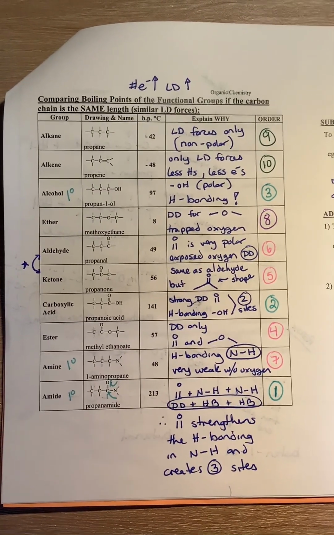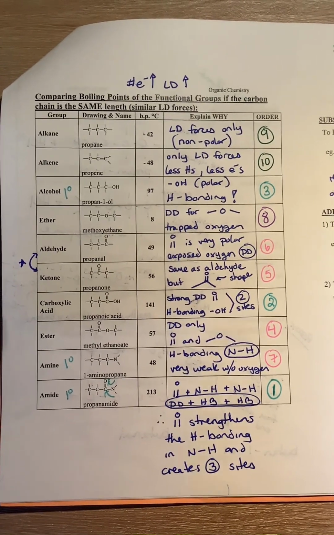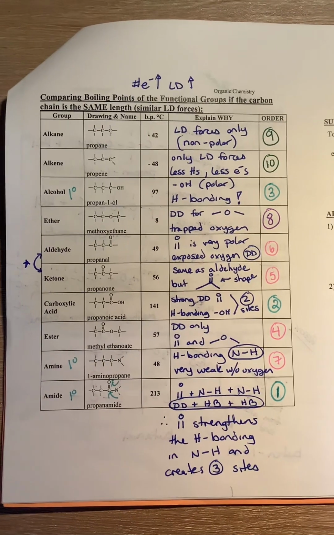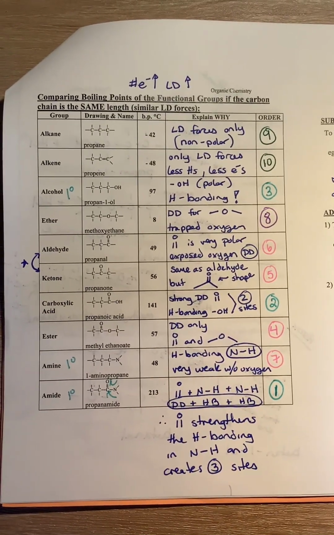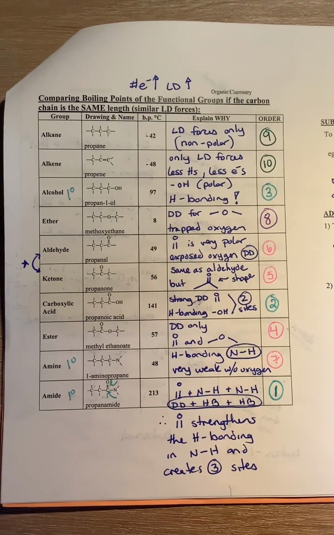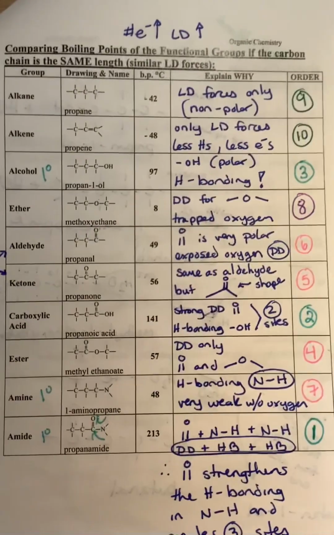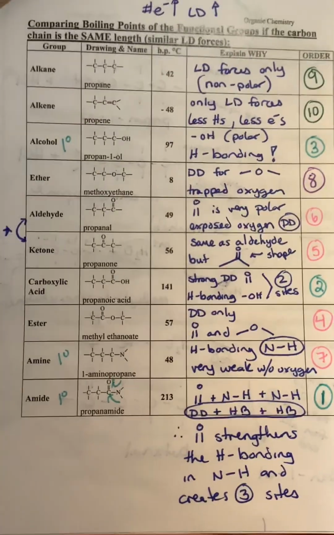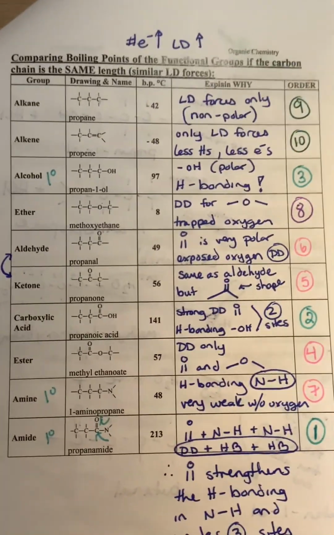With the alcohols, we can see there that the alcohol has an OH, so it's polar, and it has hydrogen bonding, so it has a relatively high boiling point. The ether has an oxygen that's actually trapped in the carbon chain, so it does have dipole-dipole, but the oxygen is very difficult to get at. And because it's so difficult to get at, it has a relatively low boiling point compared to the alcohol.